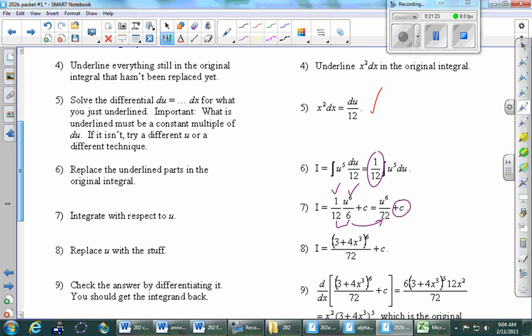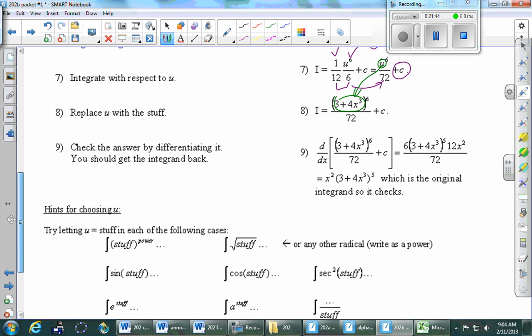And then the very last step here, instead of u, what was u equal in this case? Yeah, it was that 3 plus 4x cubed. So you can see that the u right here has become 3 plus 4x cubed. And then, of course, you can always check your answer by taking a derivative. If you take a derivative of this thing, you'll see the chain rule, and I'd encourage you to take some derivatives just to double check why this is working. It should not be mysterious what we're doing if you check a couple of answers.